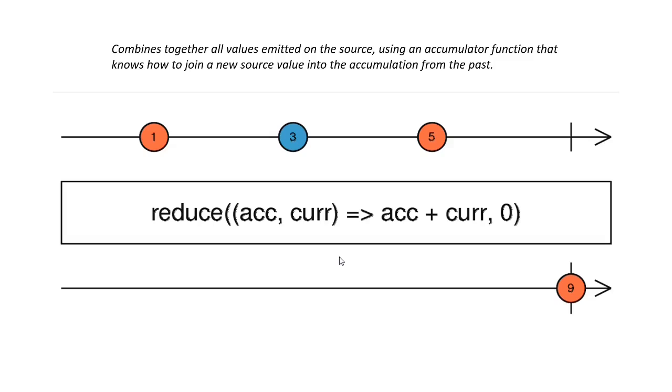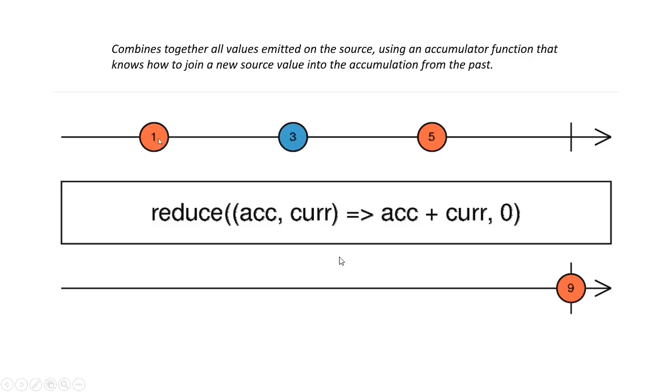On the top we have our source observable, which is going to produce three values, and after that it is going to complete. In the middle we have our reduce operator. This reduce operator has two arguments. First is an accumulator function and second is a seed value. The function itself takes two arguments. First is the accumulator result and second is the current value which is produced by the source observable.